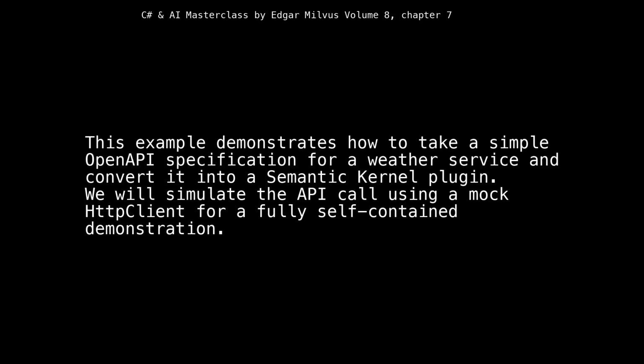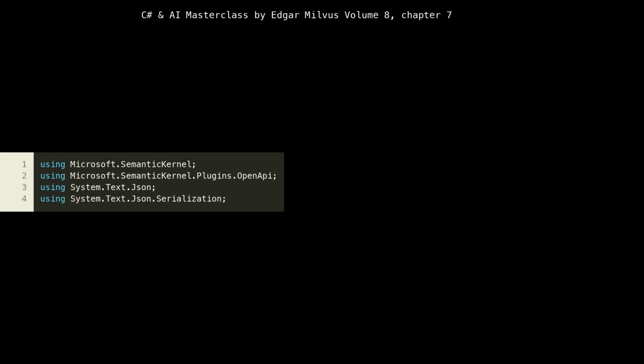This example demonstrates how to take a simple OpenAPI specification for a weather service and convert it into a Semantic Kernel plugin. We will simulate the API call using a mock HTTP client for a fully self-contained demonstration. At the beginning, we import necessary namespaces. Notice Microsoft.SemanticKernel, line 1, which provides the core functionalities for building AI agents, and Microsoft.SemanticKernel.Plugins.OpenApi, line 2, which is crucial for integrating external APIs defined by OpenAPI specifications.